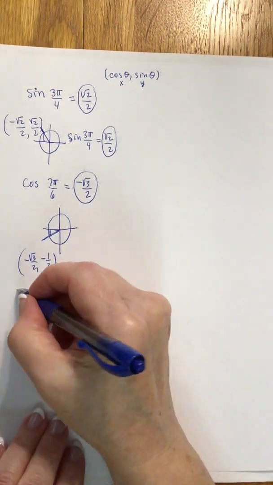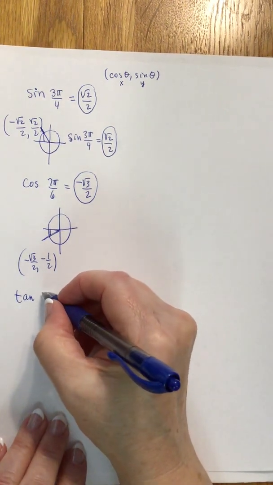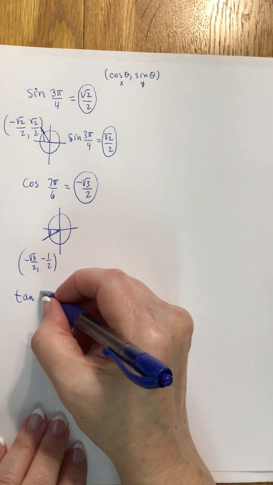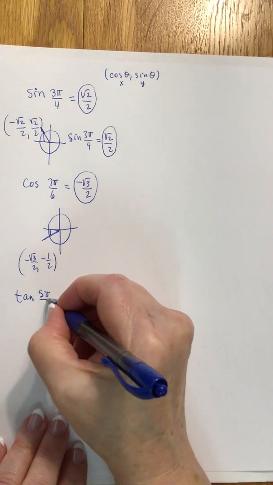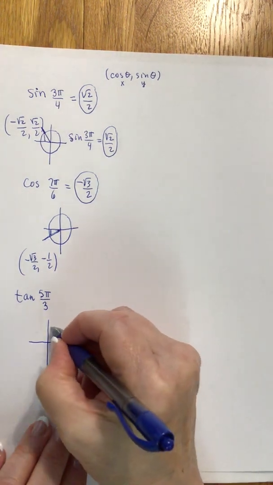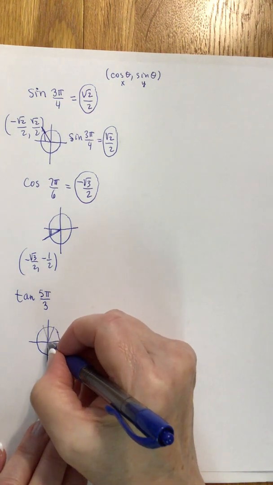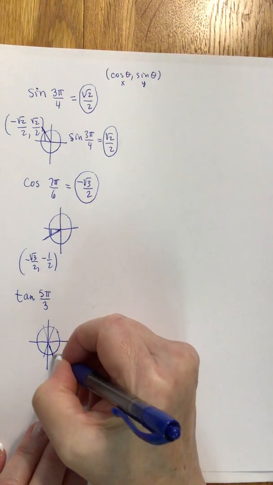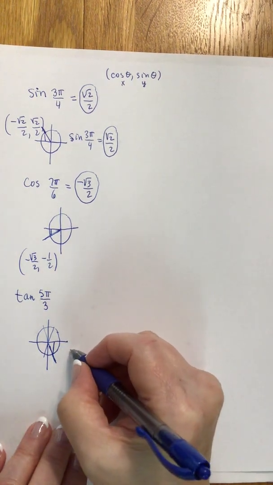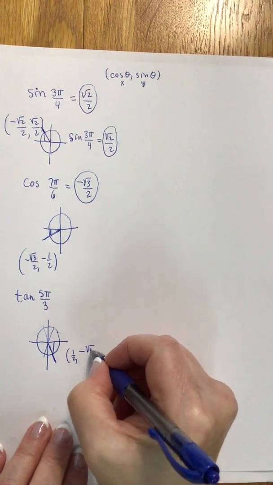Okay, let's try a tangent now. So tangent of, let's see, 5 pi over 3. So we're going to look on our unit circle. This would be 1, 2, 3, 4, 5. So 5 would be down here. So we're going to have 5 pi over 3. The ordered pair is going to be 1/2, comma, negative square root of 3 over 2.